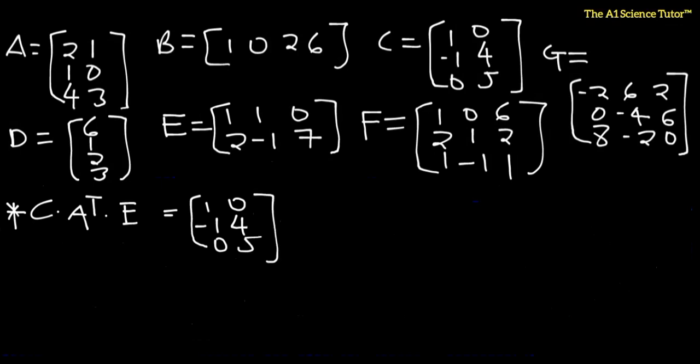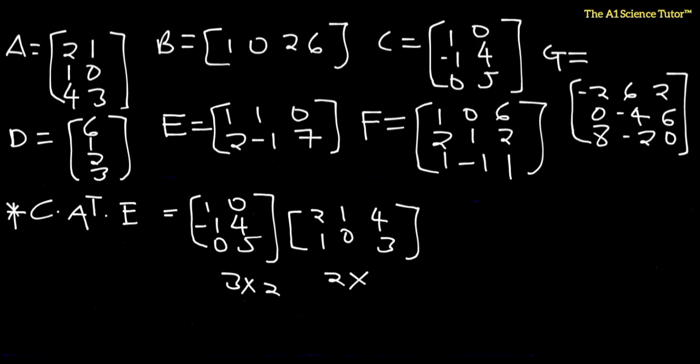And then we have A transpose. So A transpose, that is going to be 2, 1. And we have 1, 0. This is going to be 4, 3. So of course this can actually work. Now here we have a 3 by 2, and here we have a 2 by 3. So the answer obviously should be a 3 by 3 matrix. That is what we're looking for.